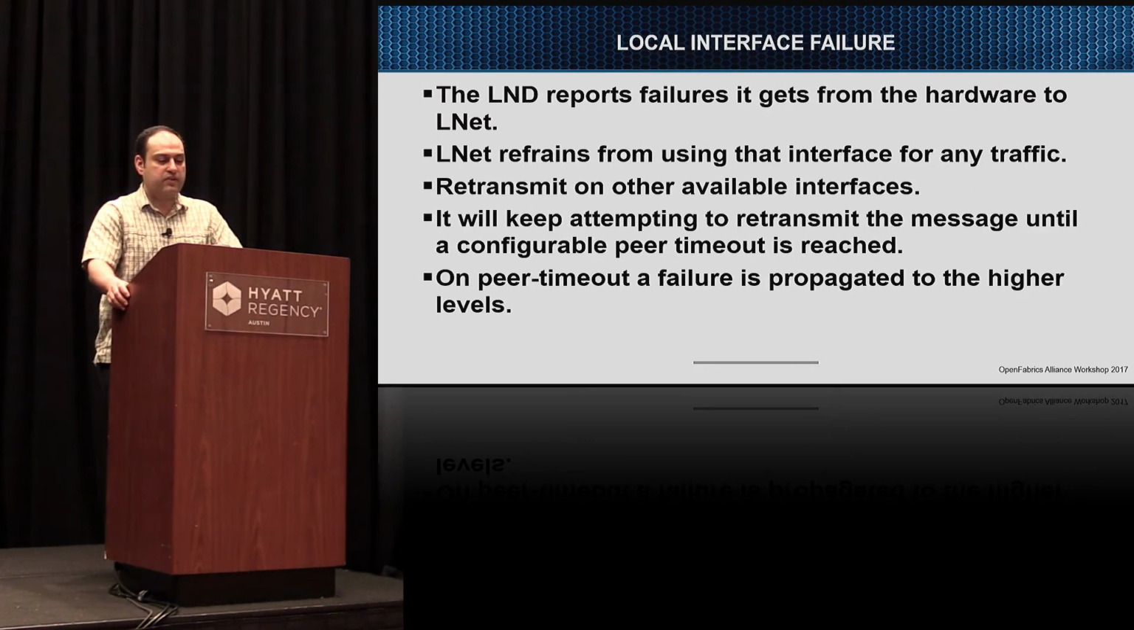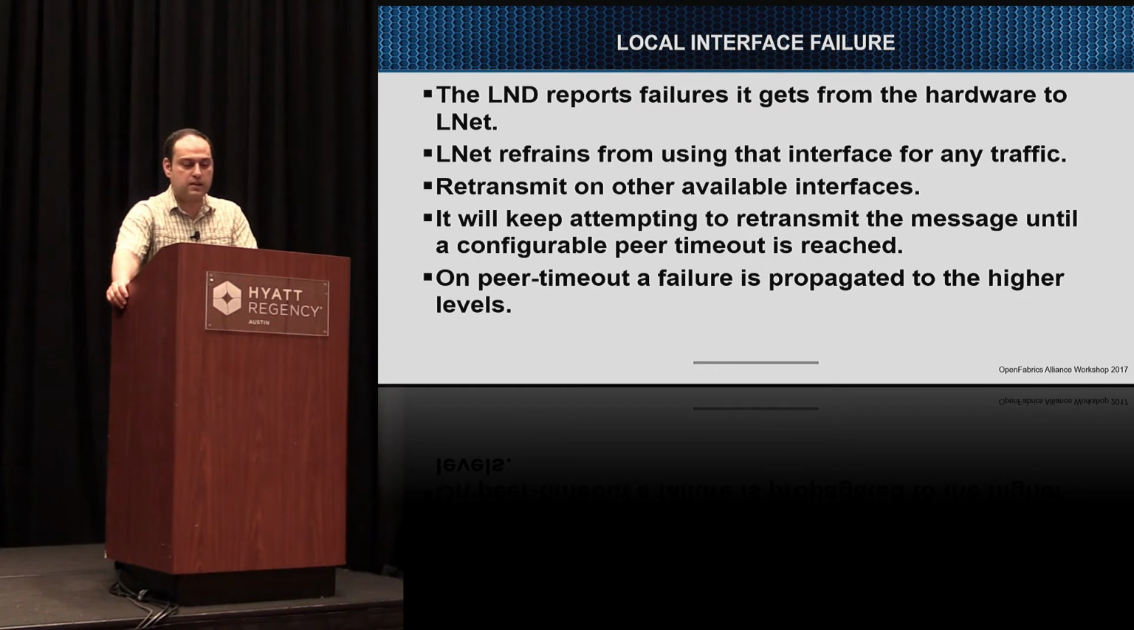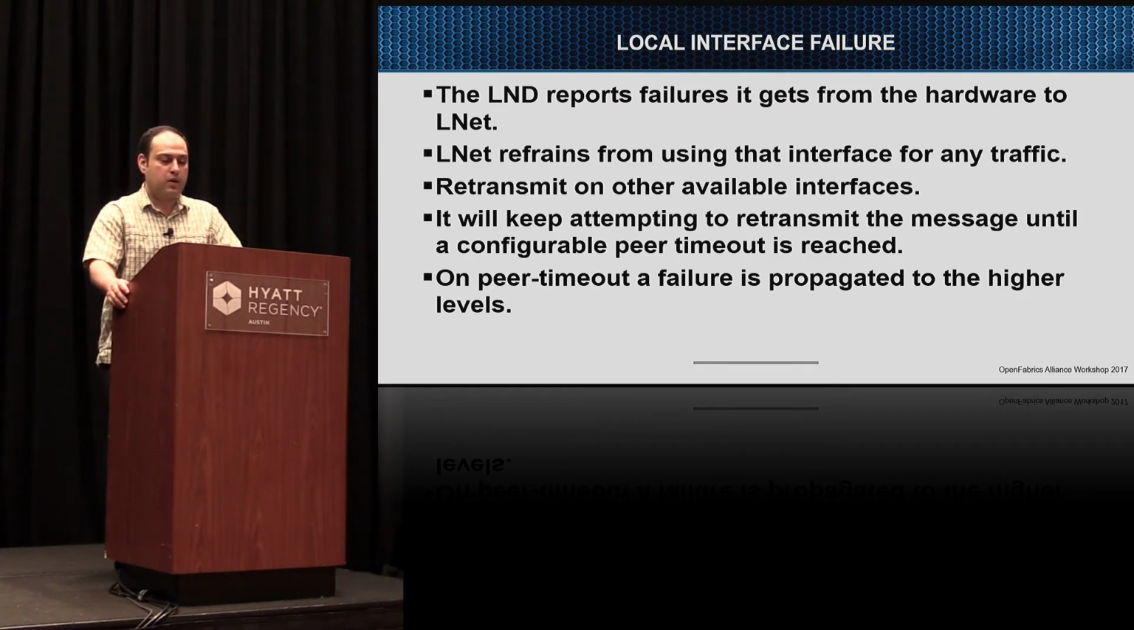For local interface failures, the LND reports some failure. I'm not sure how familiar you are with it, but LNet has two layers: the LNet layer and the LND layer. The LND layer is the network driver. For example, we have o2iblnd, which talks verbs to both Omni-Path and Mellanox, and we have the socklnd, which talks to Ethernet. So at the LND layer, we're able to propagate failures.